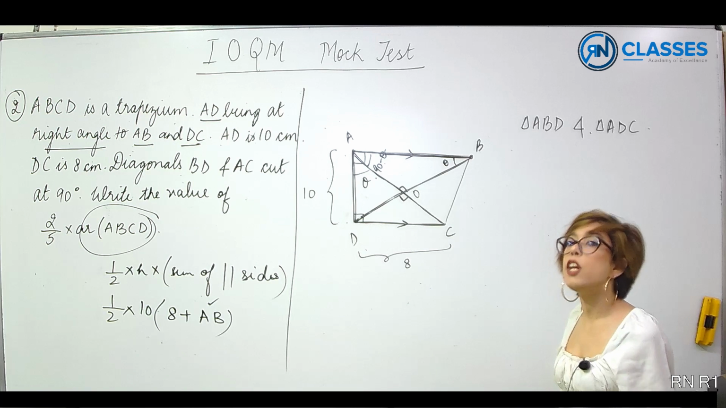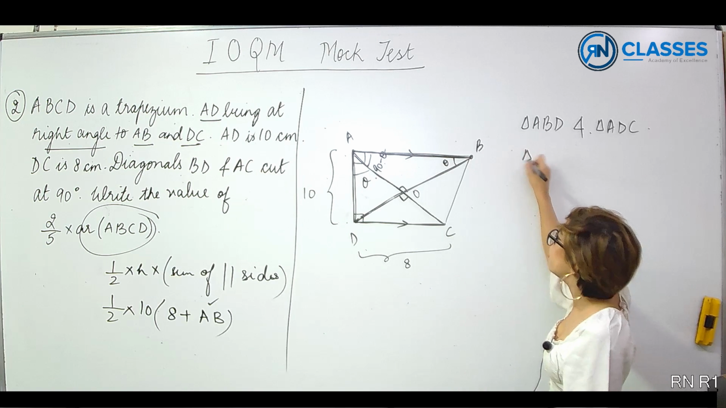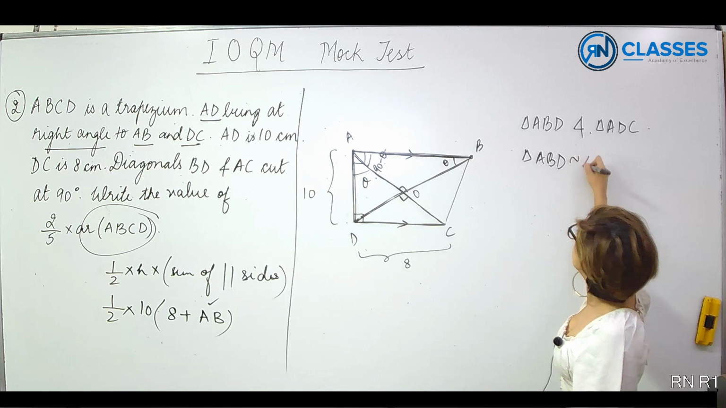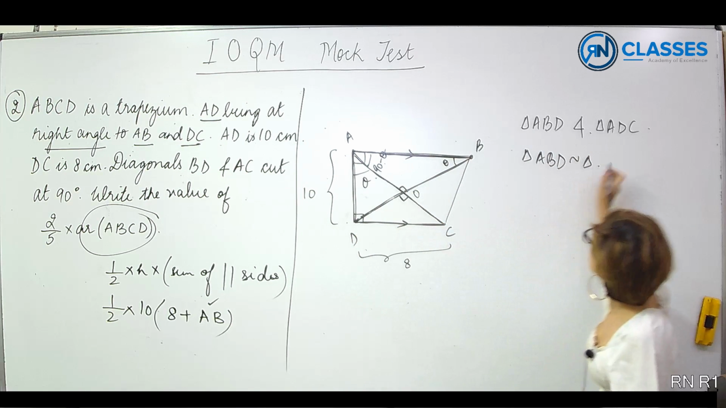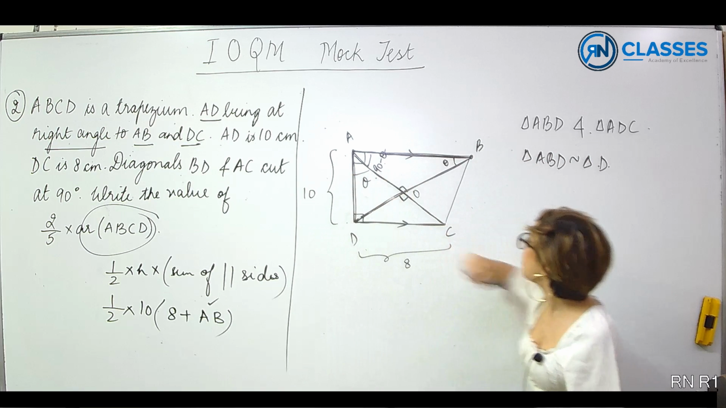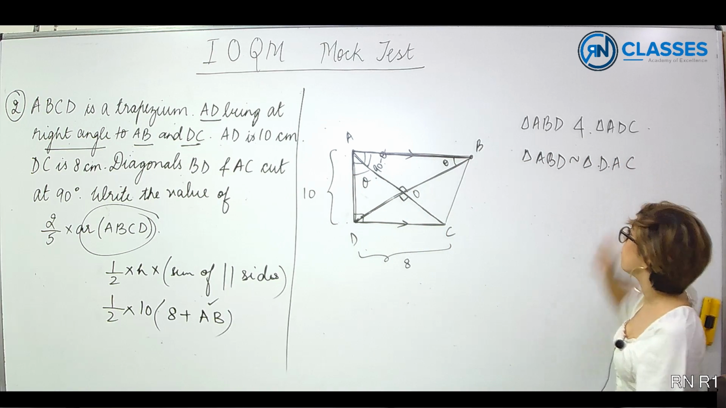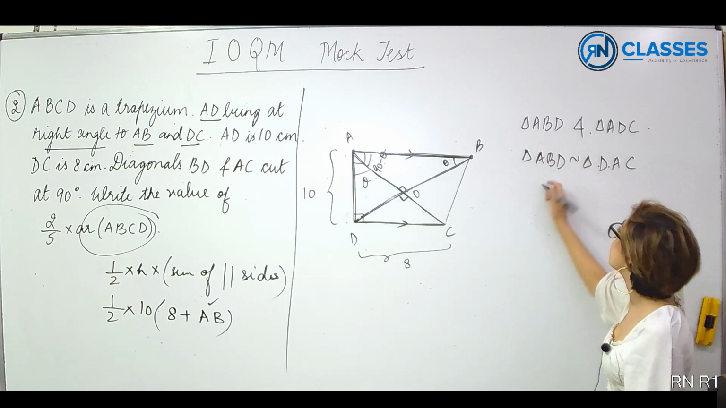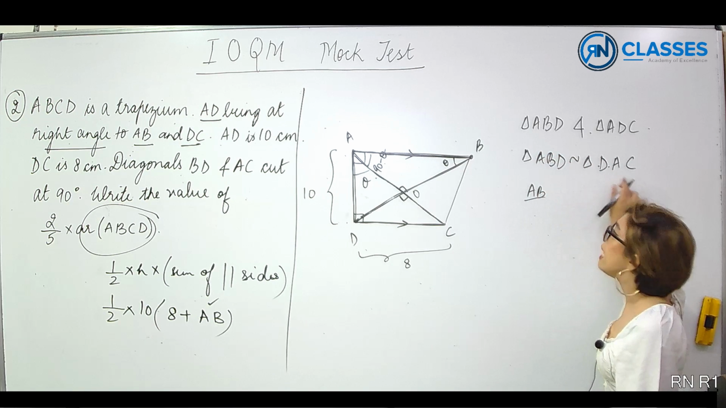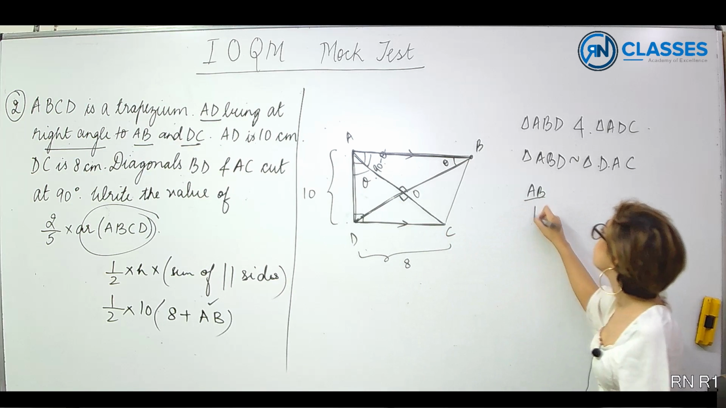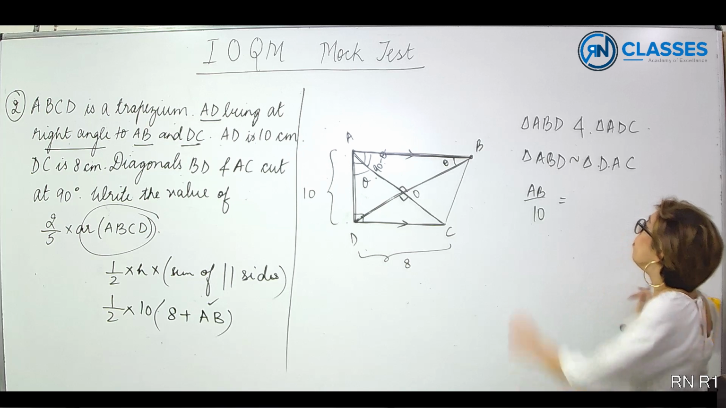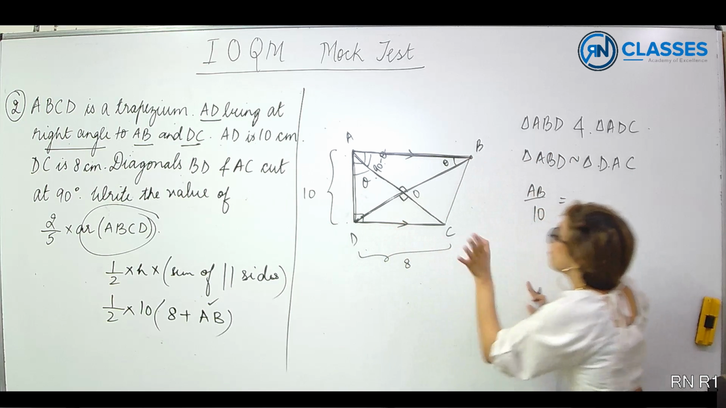So let me write the corresponding parts now. So triangle ABD is similar to triangle. Now corresponding to A, I will have B. Corresponding to B, I will have A. So DAC. Done? Let me write the corresponding parts. Obviously, I need AB, so let me write AB by DA, DA is nothing but is equal. Now, I will write that side which I know, BD. Now, BD I do not know, so I will not touch it.